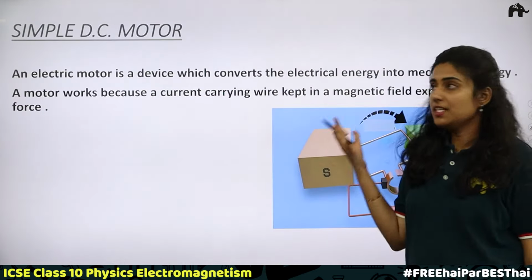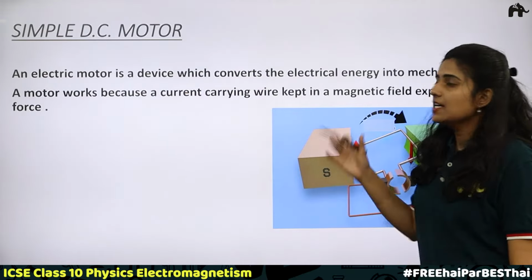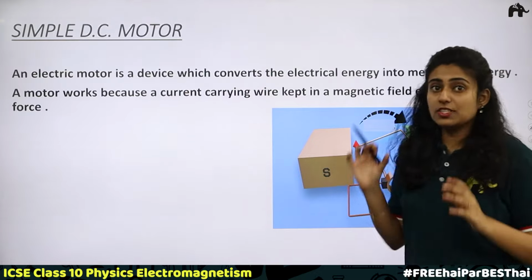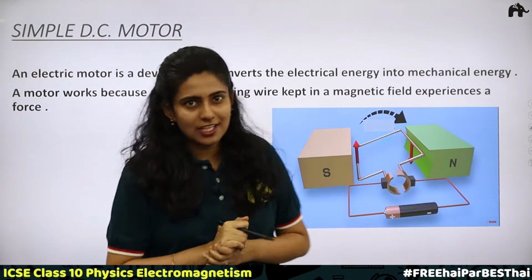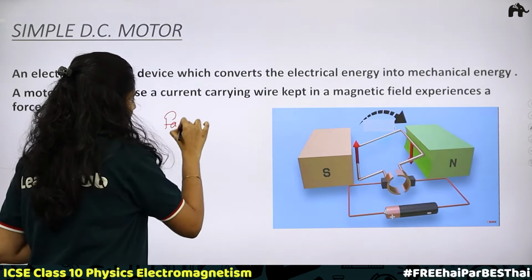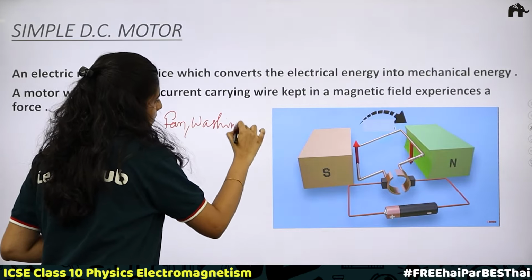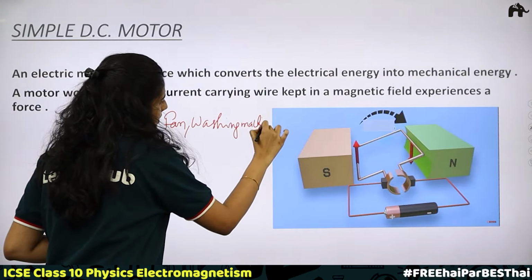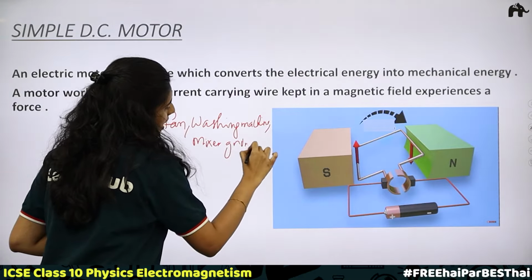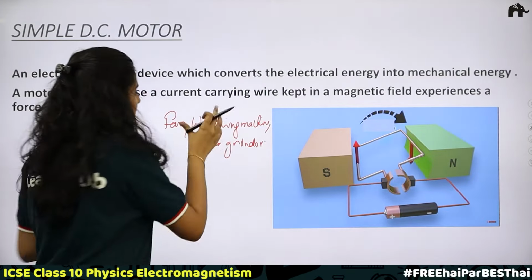Okay. Simple DC motor. Now we are going to study the application of this force. DC means direct current. We know that electric motors are being used in a fan. Then in a washing machine, you have motors. Where else? Mixer or mixer grinder. You have a motor. So these electric motors help the device work.